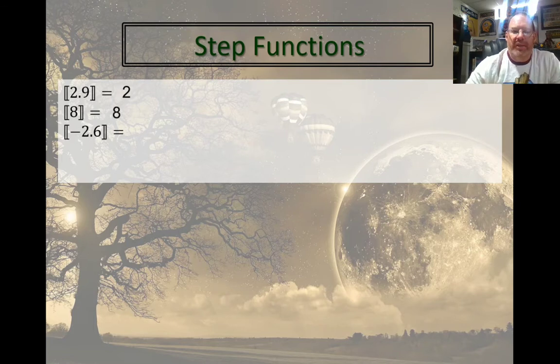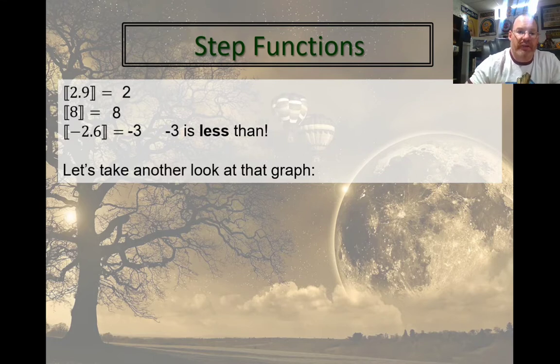The negative 2.6, I'd be interested to know if you got right. It is not negative 2, it is negative 3. Why? Because negative 3 is less than negative 2.6. So you need to be careful when you take a look at negatives inside that double bracket.